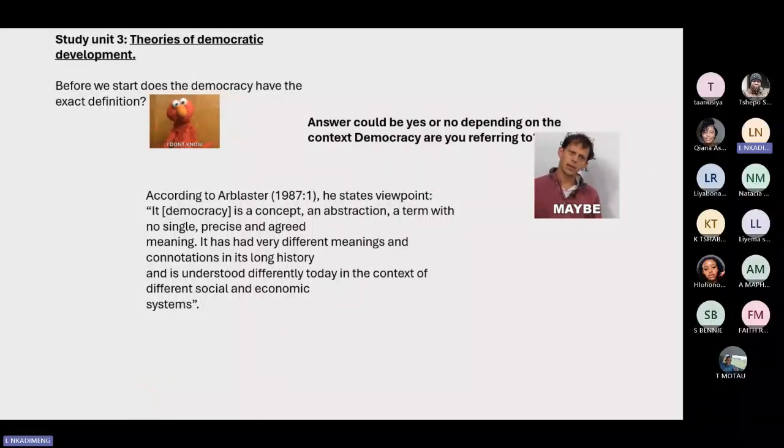Before we proceed, can you indicate that you see my slides? The confirmation, yes, but I'm sure it's visible. Okay, thank you.